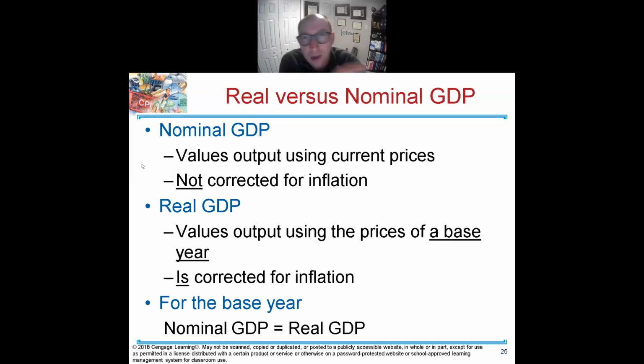Gross domestic product, as you know, measures the nation's production. It measures the output. We measure consumption by the households, investment by the businesses, government spending, and net exports. All these things together equal the gross domestic product. The output, we base it on current pricing. We call this nominal.